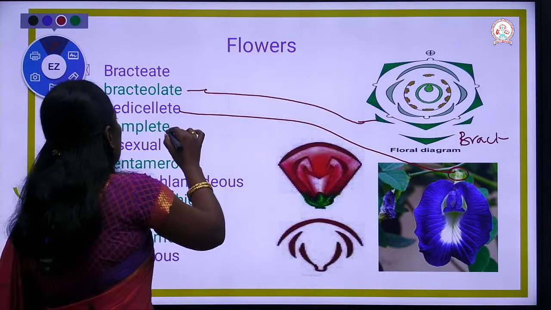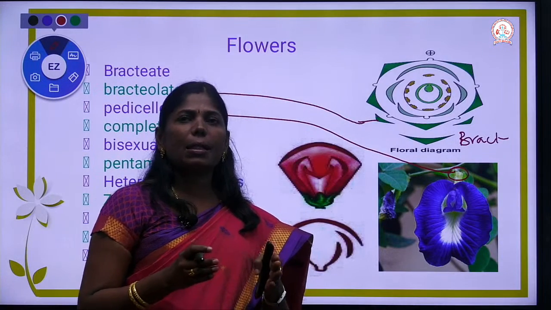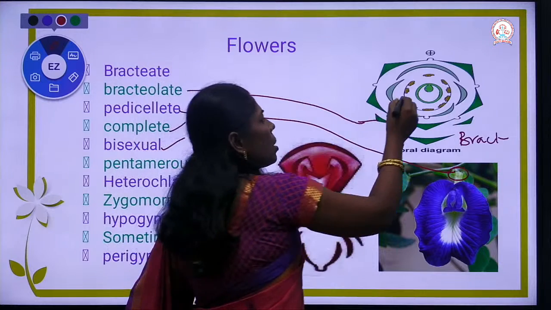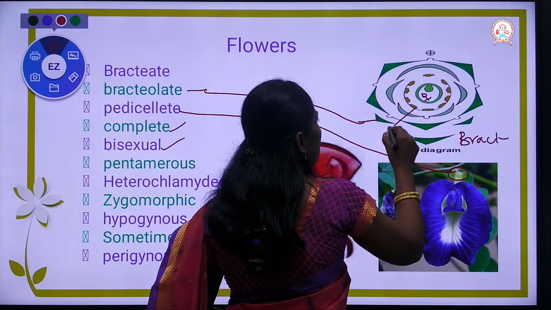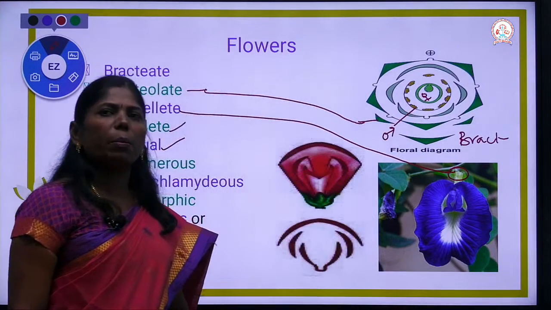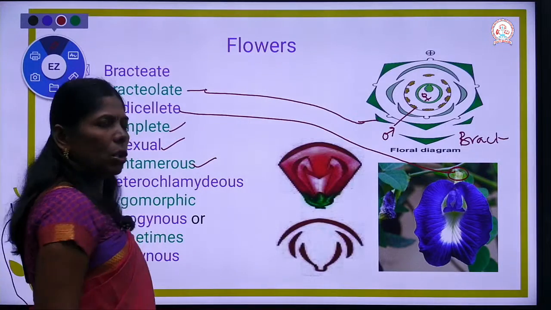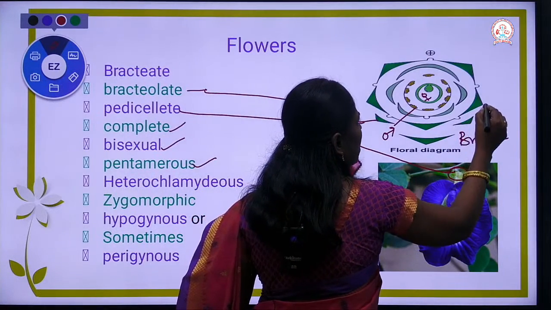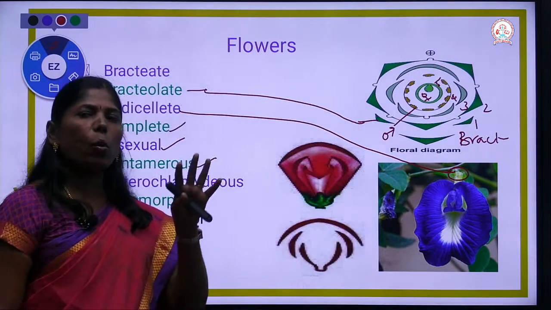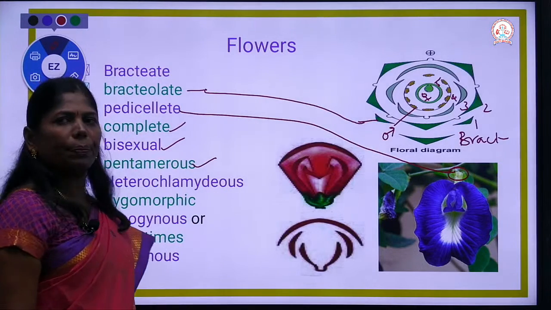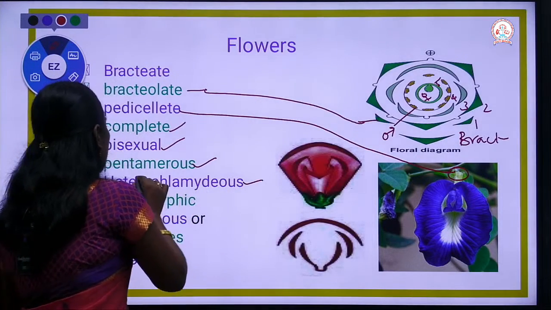Next one is bisexual. What is bisexual? If both sex organs are present, it is considered bisexual: one male, another female. This is the male sex organ and this is the female sex organ, that is, androecium and gynoecium are both present here, so we call it bisexual. Next, what is pentamerous? Pentamerous has 5 whorls: the first whorl, second, third, fourth and fifth whorl. Five whorls are present, that is the pentamerous condition. Another one is heterochlamydeous. Heterochlamydeous means hetero means different whorls.